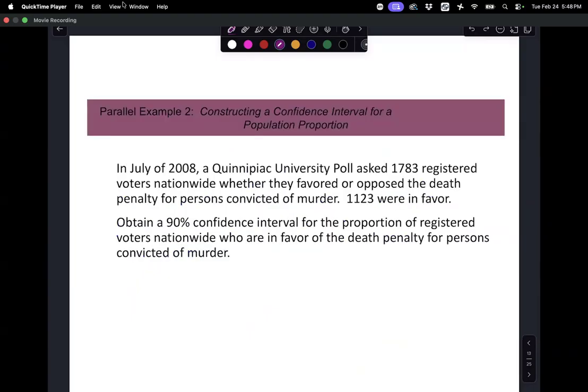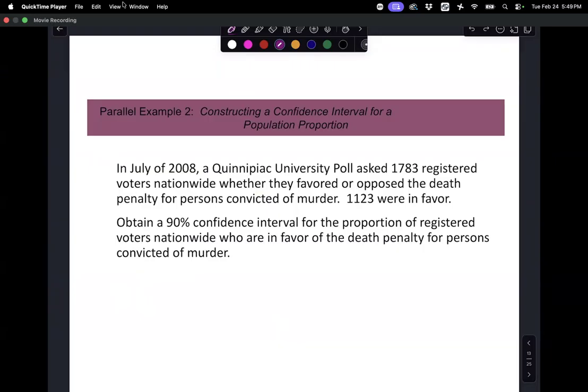So we're estimating the actual population proportion. Right. All right, we can math. Woohoo. Okay, good. I like it when we get to the math. Okay. So in July of 2008, a Quinnipiac University poll asked 1783 registered voters nationwide whether they favored or opposed the death penalty for persons convicted of murder.